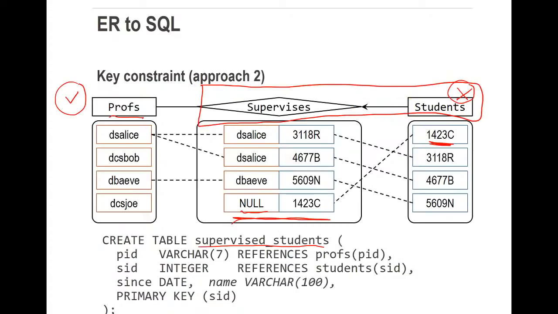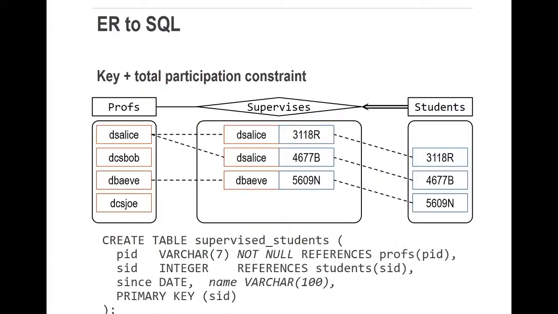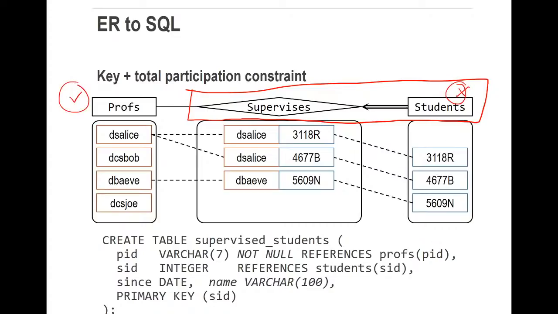In the second approach, because we merge supervisors and students, we allow this to be null. Okay? And if this is null, that means this particular student is not supervised at all. For key and total participation, the only way to convert this is to merge. So this one you merge. So the student does not exist, the prof exists, but you do not allow this to be null.